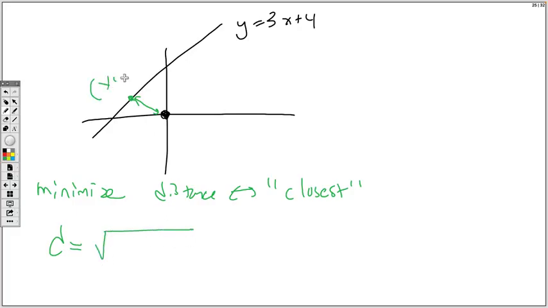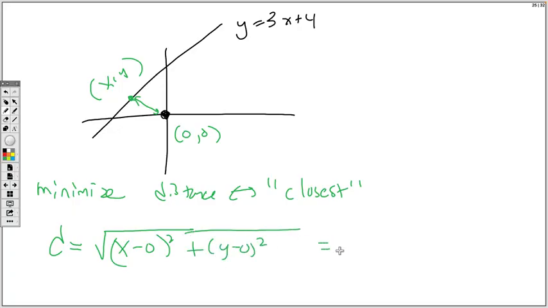So if I have a point here, x comma y, and I got the origin here, 0 comma 0, how do I measure the distance from a point on the line to the origin? Hey, little Pythagorean theorem here gives us the distance formula. There it is. Now once again, the problem is that that's a function of two variables.